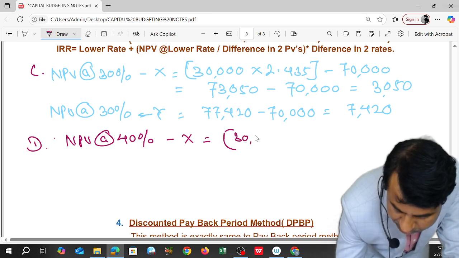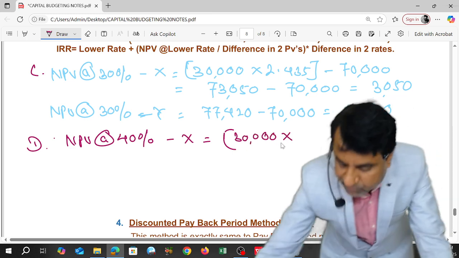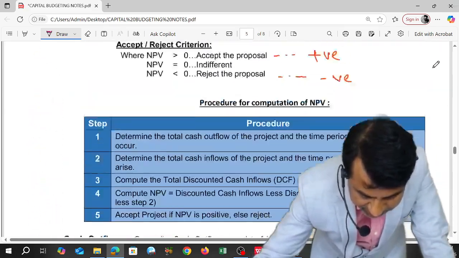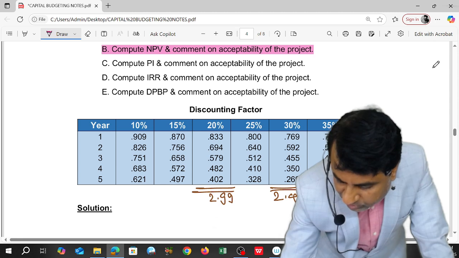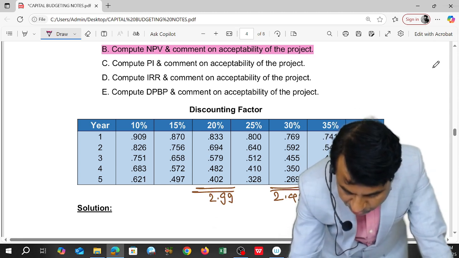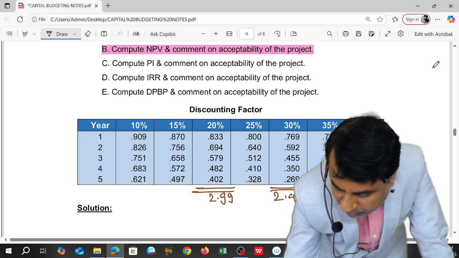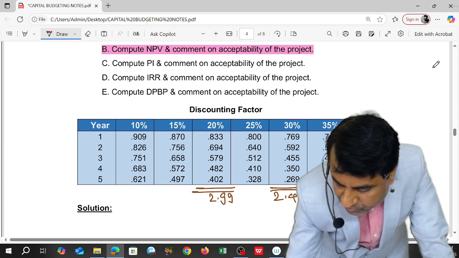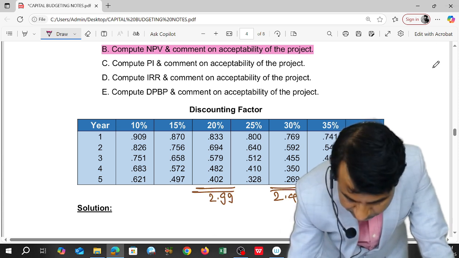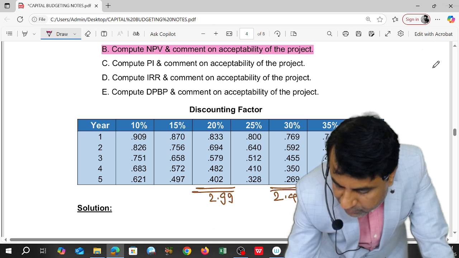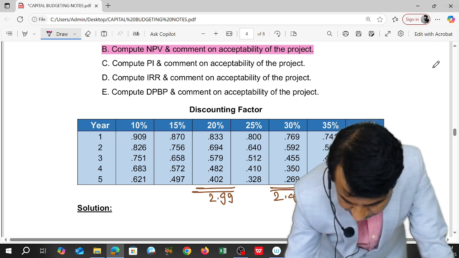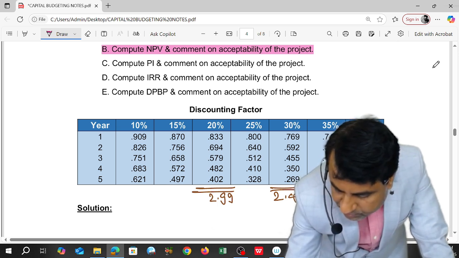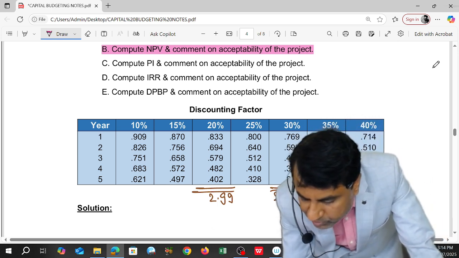Same formula. Summation of discounted cash inflow: 30,000 into the total of the PV factors. Let's check what PV factors are given for 40%. I'm again repeating, PV factors are not necessarily given in the question. If not given, you have to calculate them yourself by the equation 1 upon (1 plus r) raised to n. So 0.714 plus 0.510 plus 0.364 plus 0.260 plus 0.186. So this is your annuity total, 2.034.